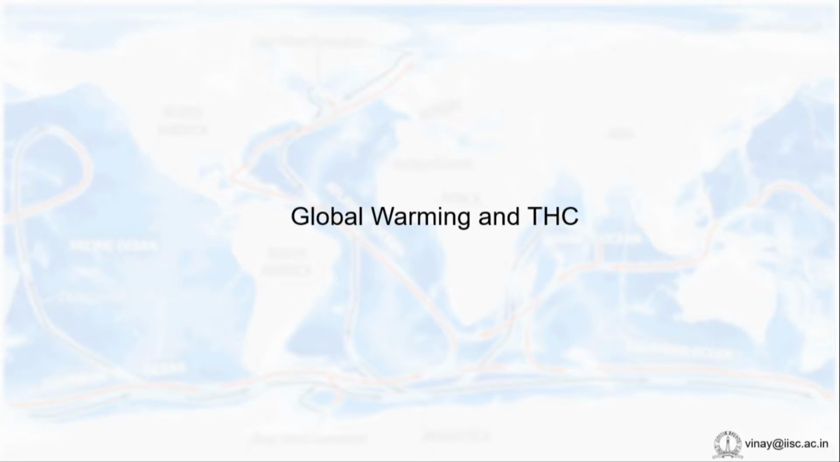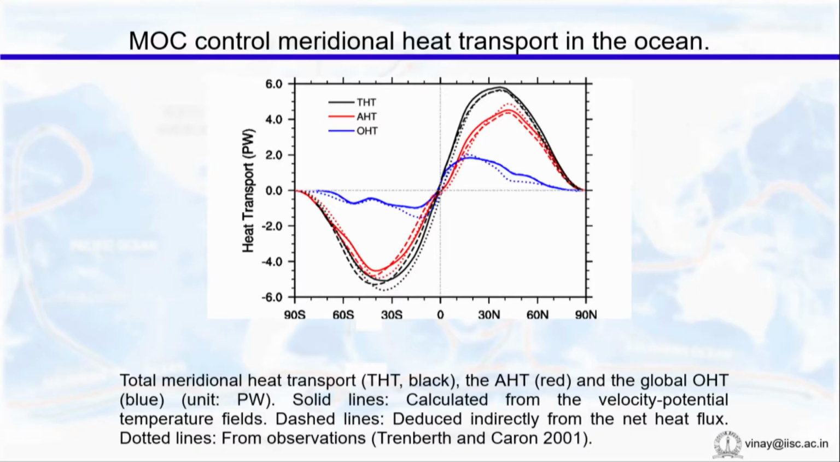Now, the last topic of this lecture is on the impact of global warming on thermohaline circulation. Thermohaline circulation is important also for the heat budget of the oceans. The oceans receive a lot of heat in the tropical region, and the excess heat that is received in the tropics has to be transferred to higher latitudes. The process is done in approximately equal proportions by atmosphere and oceans. And this is a picture which demonstrates this fact.